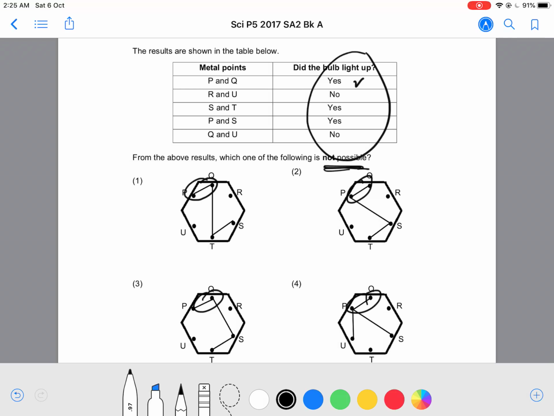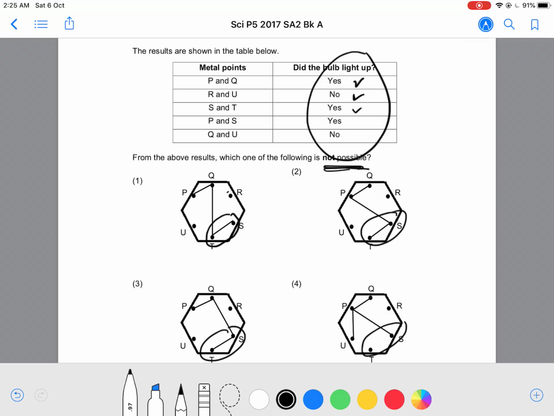R and U is not lighted up. If R and U is not lighted up, it means that they must not be connected. Right? So this one is not connected. This one is not connected. Sorry, R and U. R and U is this and this. R and U, all looks okay to me. S and T will light up. For S and T to light up, alright, it's a bit messy. For S and T to light up, they must be connected, right? So this one is connected, this one is connected, this one is connected. This one is not connected.